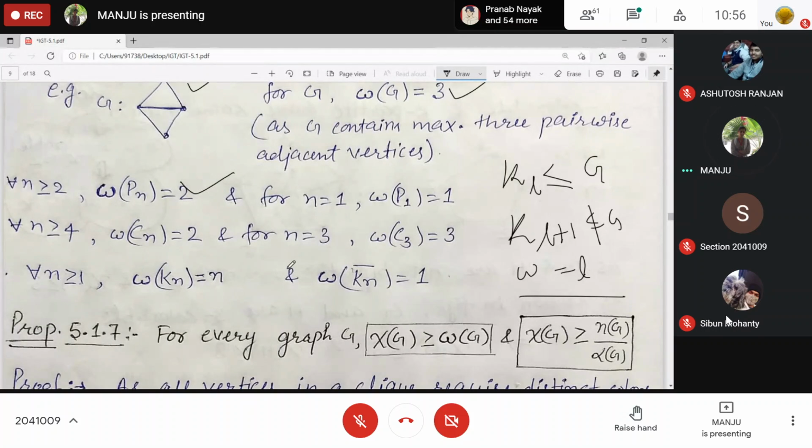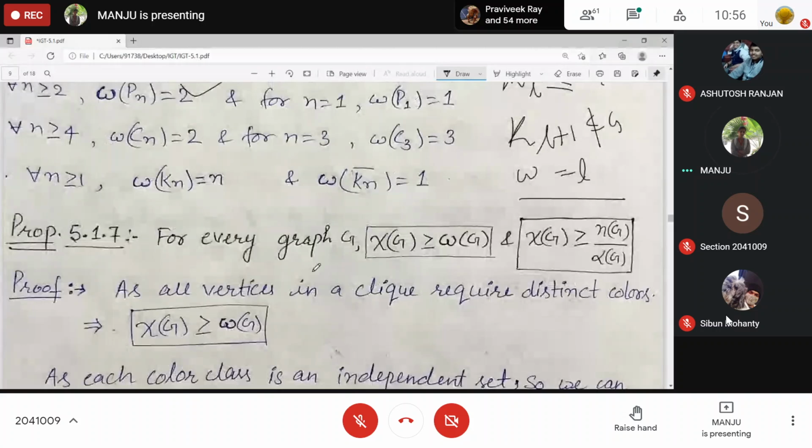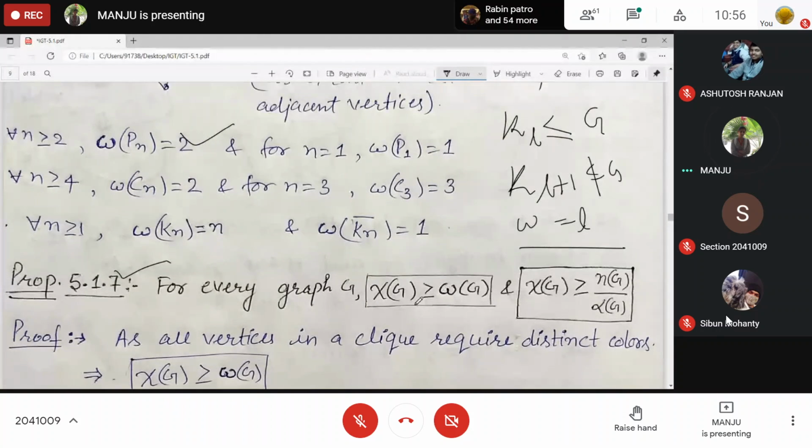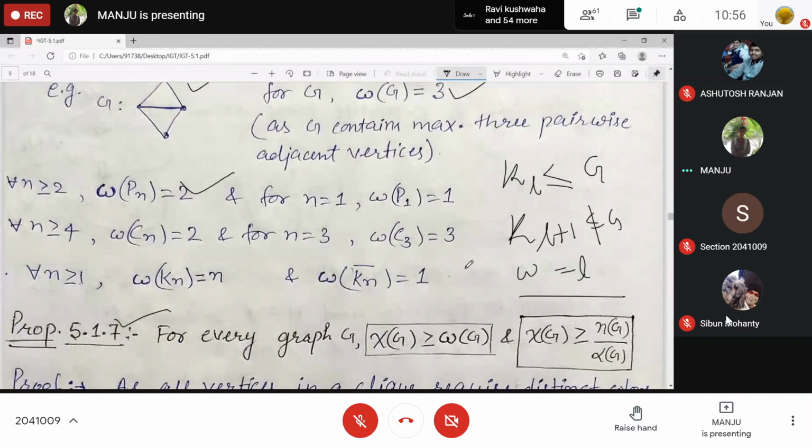Okay. Next is, for every graph, chromatic number is at least omega of G. Why is it so? Tell me, why is it so?